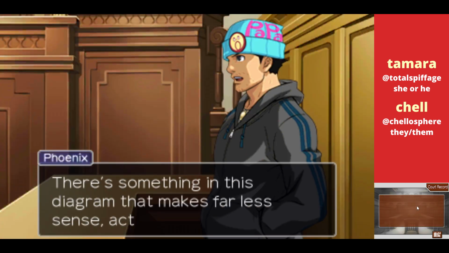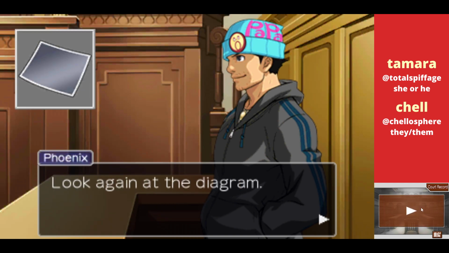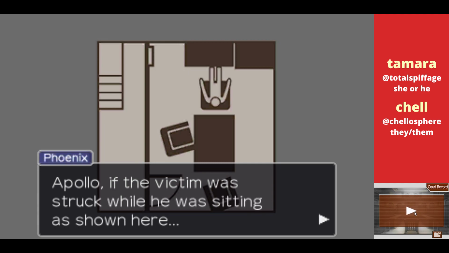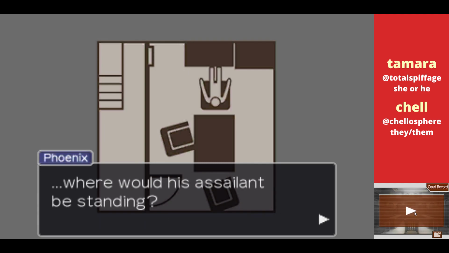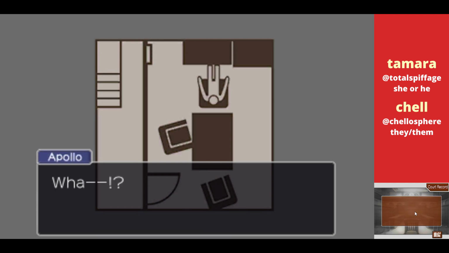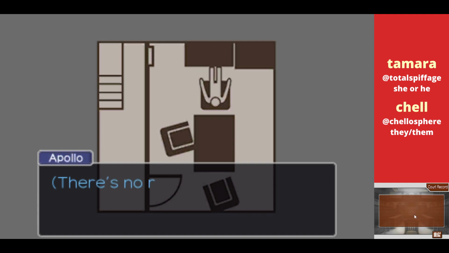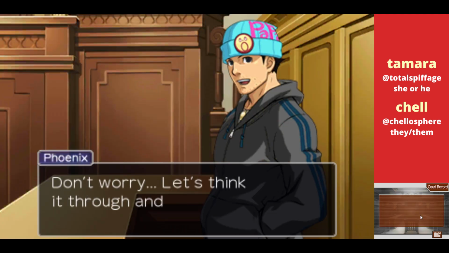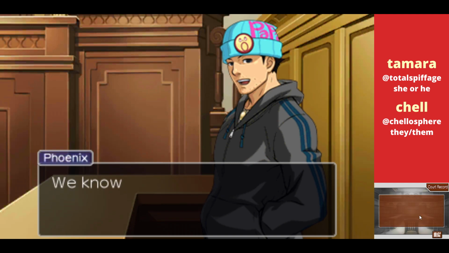There's something in this diagram that makes far less sense, actually. Look again at the diagram. Apollo, if the victim was struck while he was sitting as shown here, where would his assailant be standing? Try marking it on the diagram. What? But there's no room to put a mark where the killer should be. Don't worry. Let's think it through and see what we find.